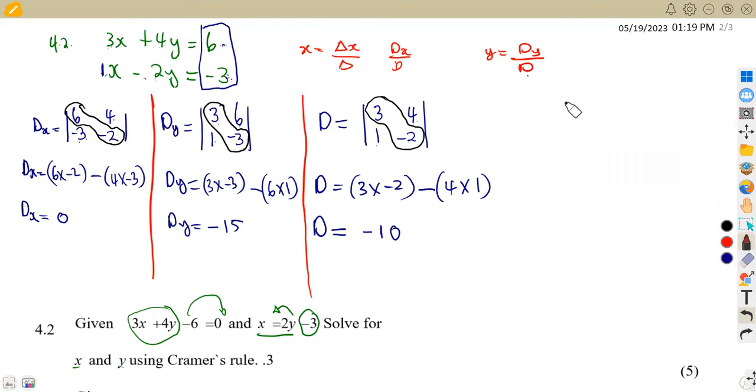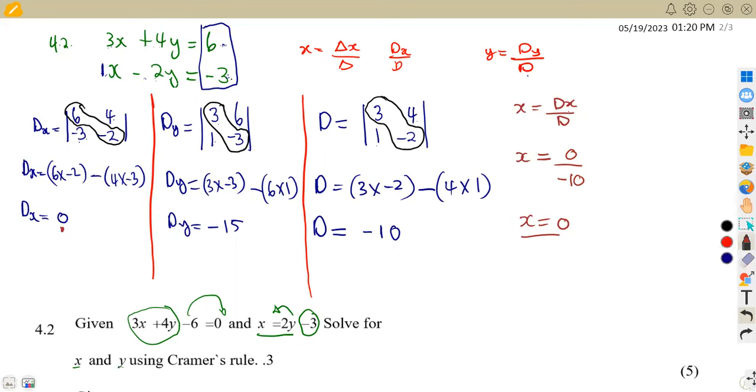Remember, from our formula, x is going to be taken from the determinant with respect to x over the determinant of constants. So our x, that's the determinant with respect to x here, which is a 0 over the determinant of constants, we are given negative 10. So that means our x is going to be a 0. 0 divided by any number, that's a 0. But any number, when divided by a 0 like this, this approximates to infinity. But here we can simplify because we are having a 0 on top. So this can be simplified.